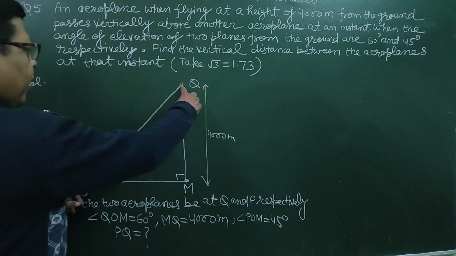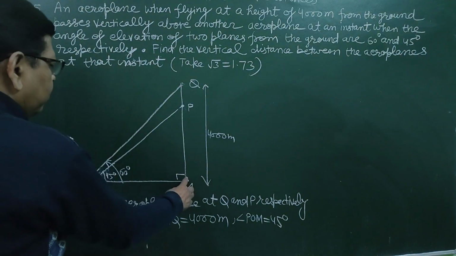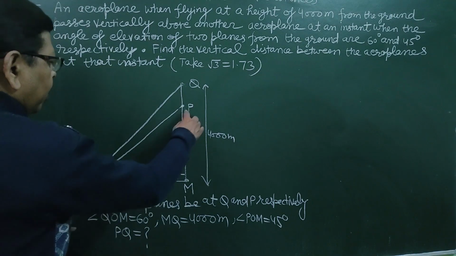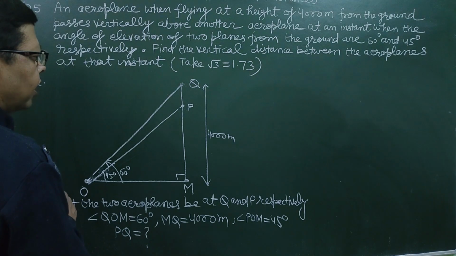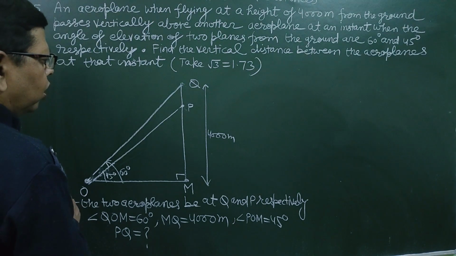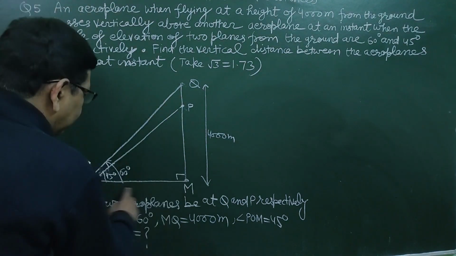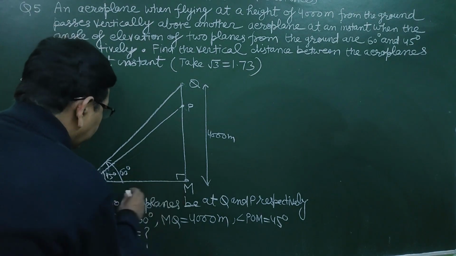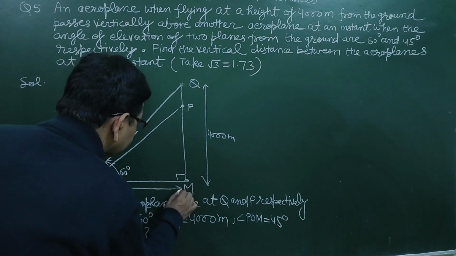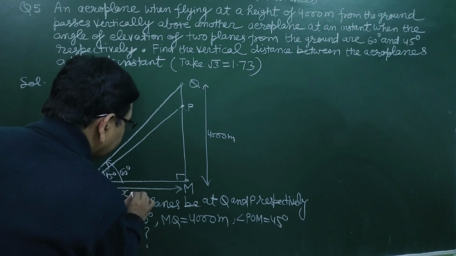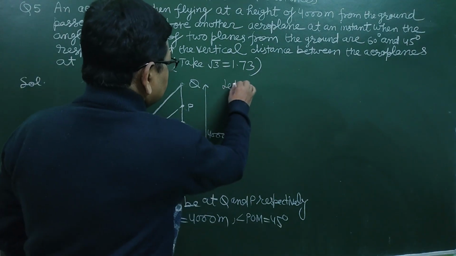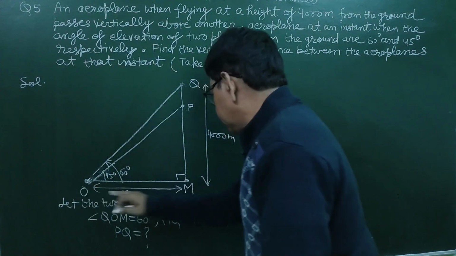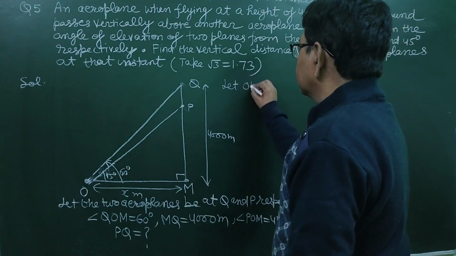Now there are two right triangles possible, QMO and PMO. So first let us consider the right triangle QMO, and from that triangle we can find this base OM. Let the base OM be equal to X meter.